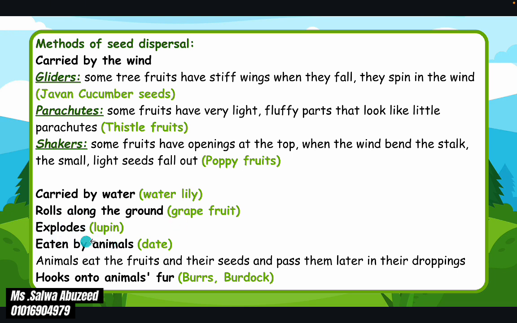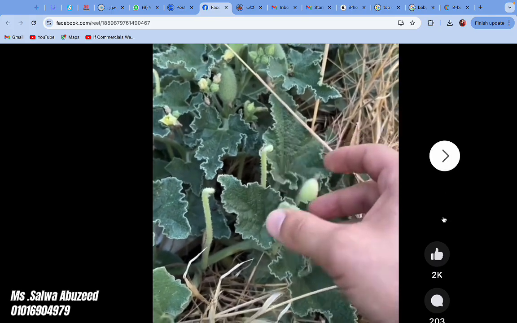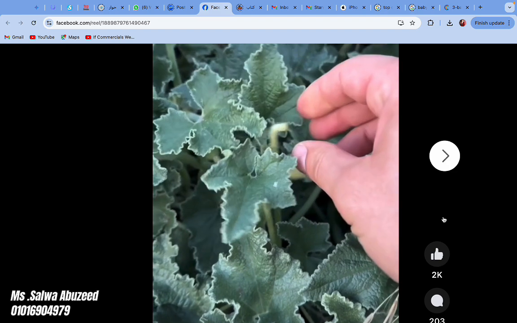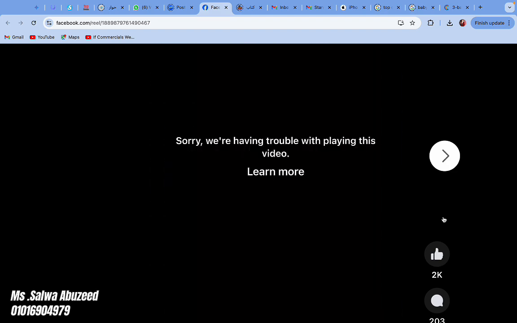Explode. We have something called lupin. Lupin is where the plant explodes. I will show you how it will explode. Over here, as we see, this is a lupin. Once he comes near it, it starts to explode.